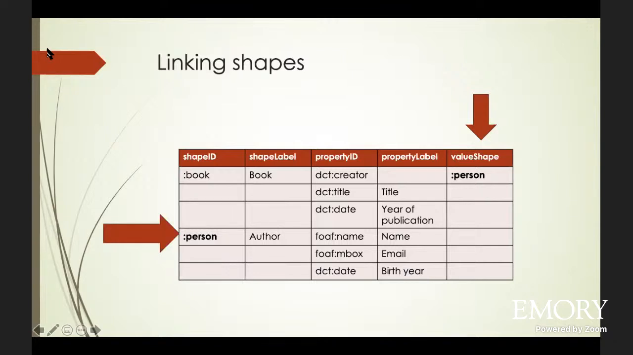And what this is saying is that my creator is going to be a person shape, and then the person shape gives all the information about that. And yes, this could either be an IRI or a blank node conceptually, but you're basically moving from node to node in your RDF.